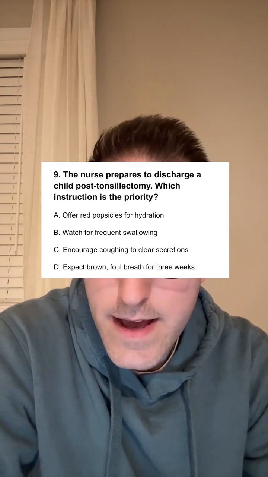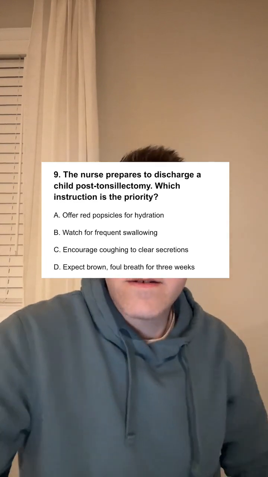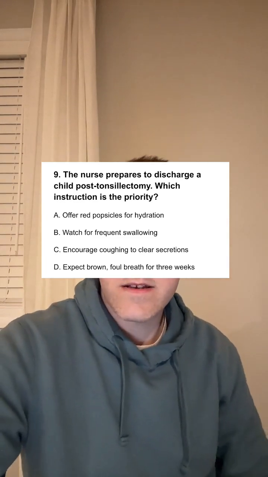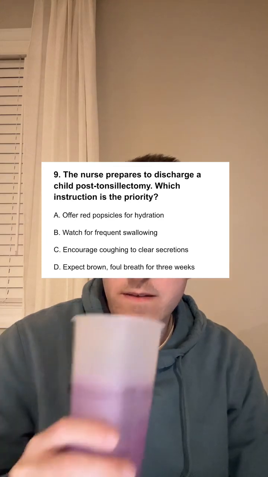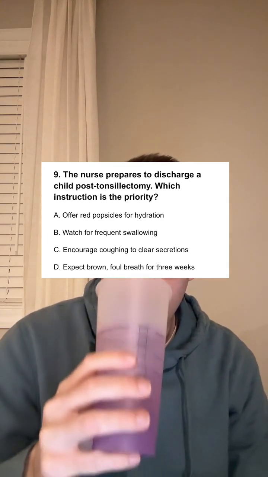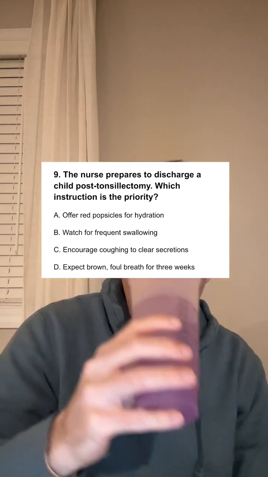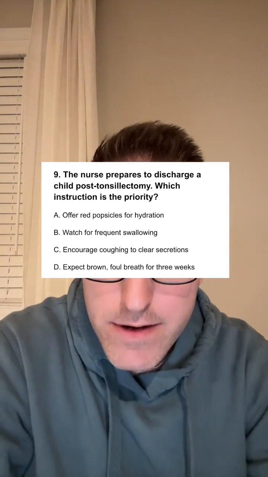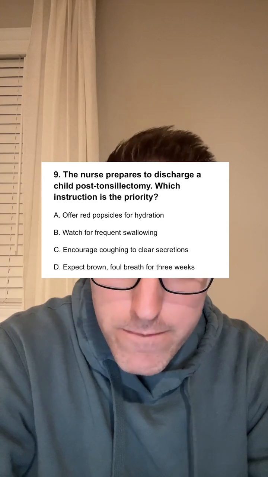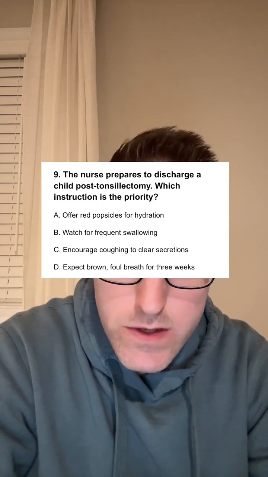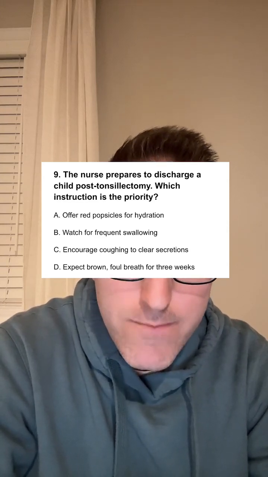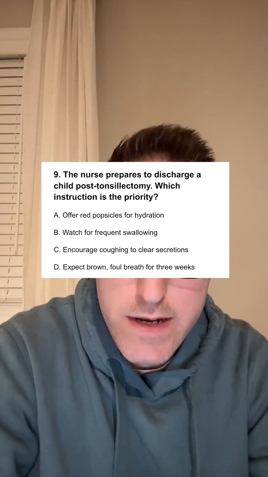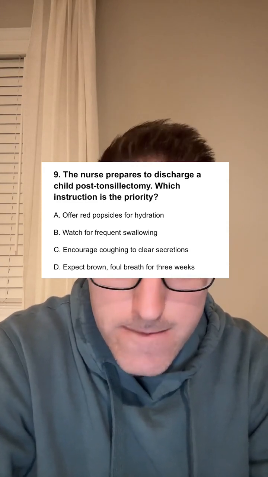Somebody is yelling B. All right, seeing B's mainly and some C's. All right, yep. So the answer here is going to be B. Watch for frequent swallowing. So frequent swallowing indicates bleeding, which is the main post-op risk when we're talking about tonsillectomies.